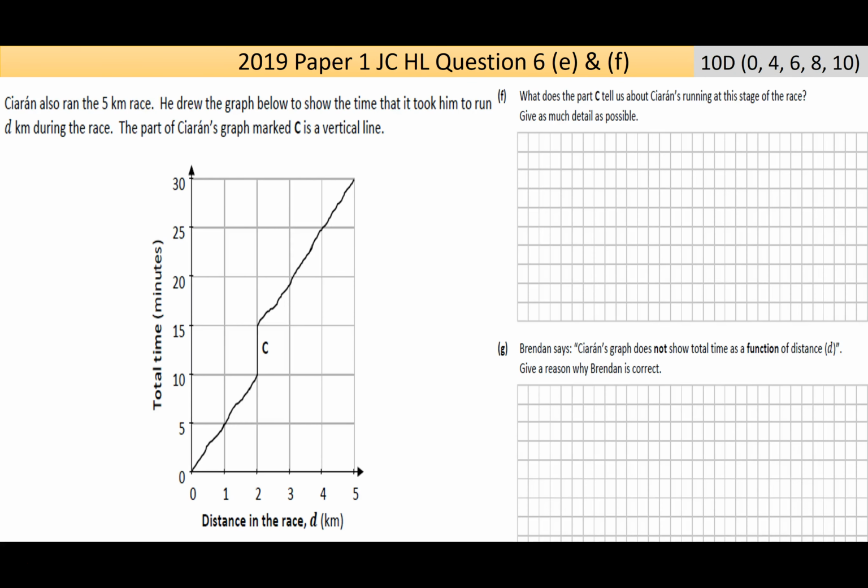Now, part F and G. It says Kieran also ran the 5K race. He drew the graph below to show the time it took him to run D kilometres during the race. The part of Kieran's graph marked C is a vertical line. So if your distance isn't changing and time is happening, that means you've stopped. That's the first thing. But again, the graph is oriented weirdly. I'm working off a tablet, so I'll probably just turn it the other way. Part F is saying, what does part C tell us about Kieran's running at this stage of the race? So that's the answer. He stopped because his distance isn't changing, but time is. We can't stop time, but I can stop moving.